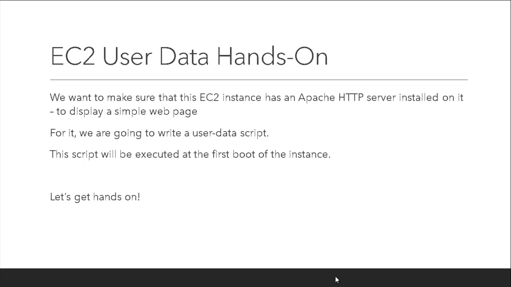So now we are going to start the EC2 hands-on lab. We want to make sure that this EC2 instance has an Apache HTTP server installed on it to display a simple web page. For it, we are going to write a user data script. This script will be executed at the first boot of the instance. We already told this point. So let's start the hands-on.